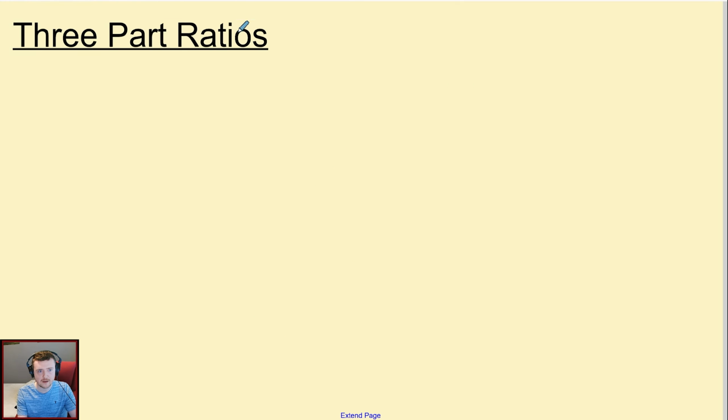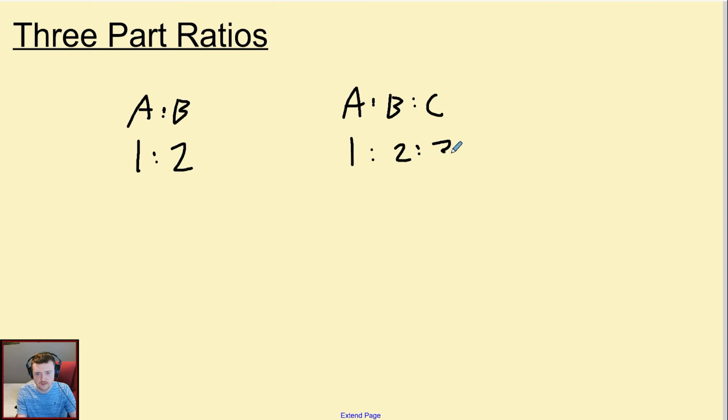We can also talk about a 3-part ratio. Up to now, I've been doing A and B. Let's say A to B is 1 to 2, right? But there's nothing stopping us saying A to B to C is 1 to 2 to 3, for example, or 3 to 5 to 7, or something like that. The rules of a 3-part ratio are exactly the same as a 2-part ratio. So don't be scared if you see a question that has 3 bits, 4 bits. It's unlikely you get more than 3, but the rules are exactly the same.